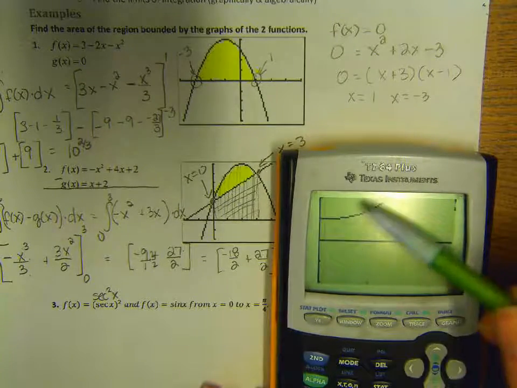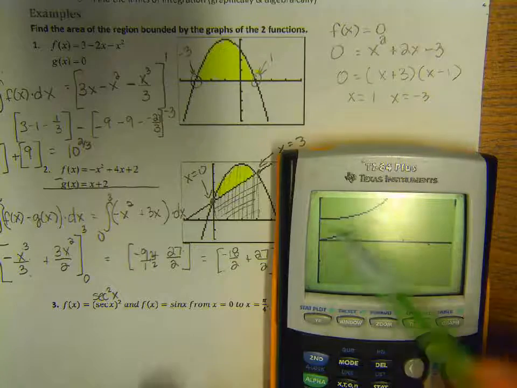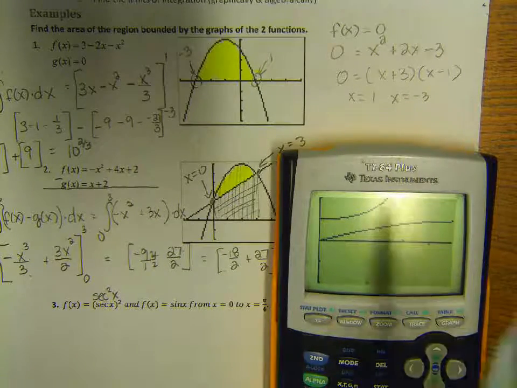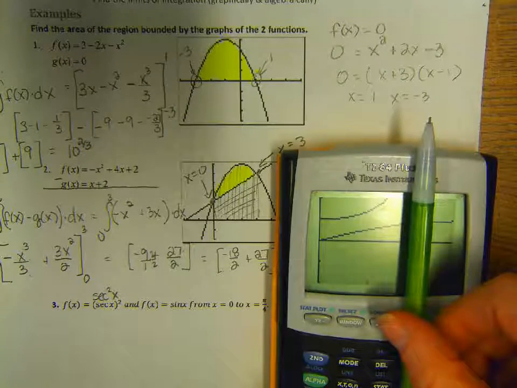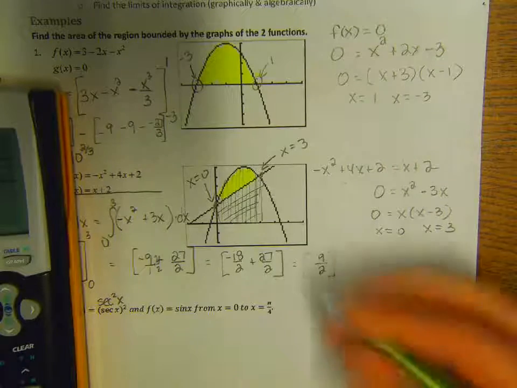This is the secant. Do you guys remember the secant are those u's? So we're just really zoomed in here. So we have part of the u. This is the sine curve curving down. We're only going to graph to pi 4. Okay. So let's sketch our little picture here.